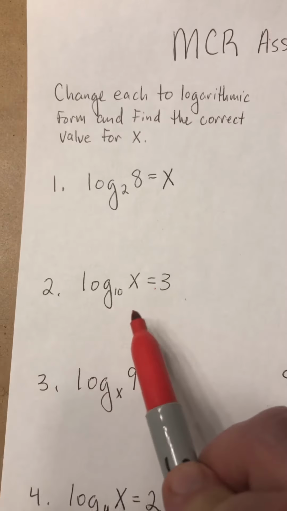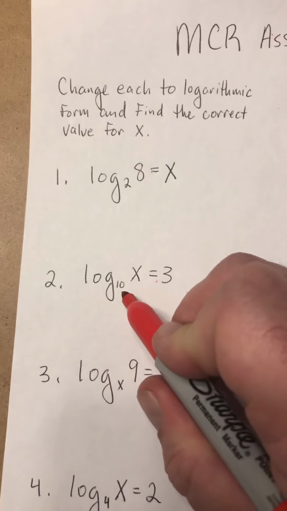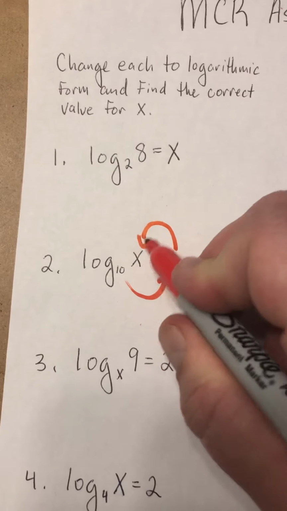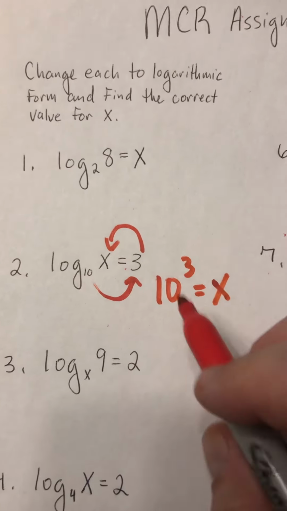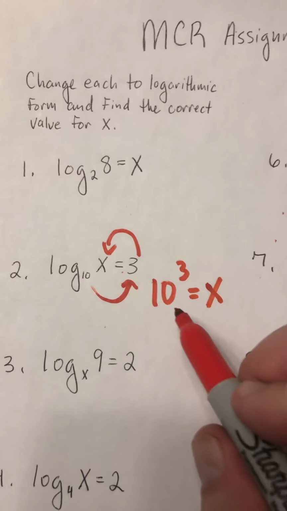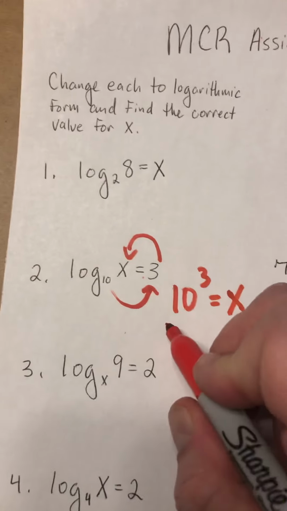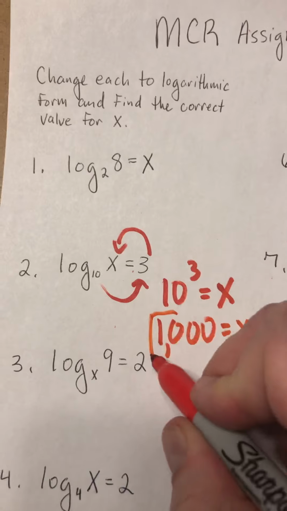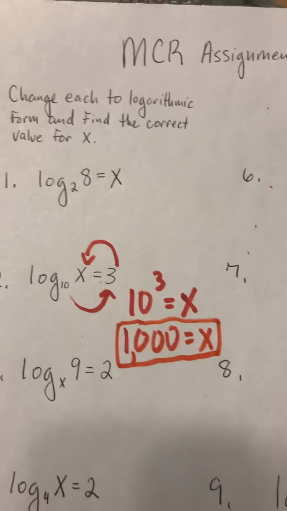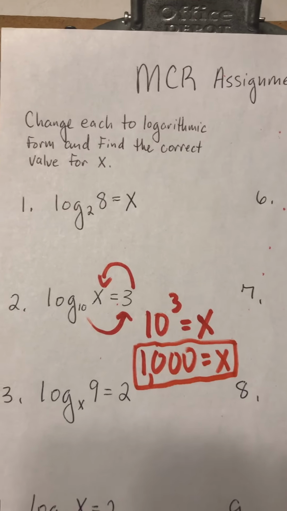Here we have log base 10 of x equals 3. So I convert that to exponential form. You get 10 to the 3 equals x. That's 10 times 10 times 10. That's a 1 followed by 3 zeros, and that would be 1,000. So there you would get 1,000 for that. And let's do one more together.